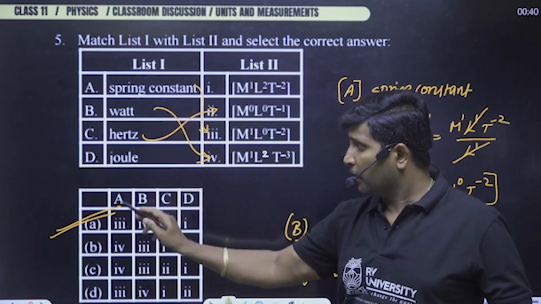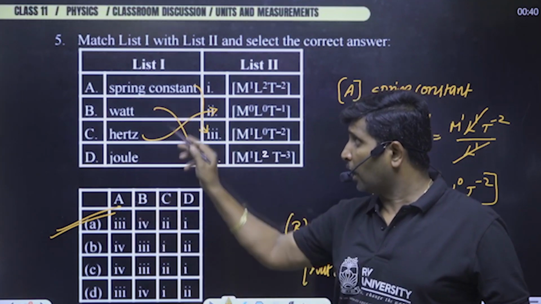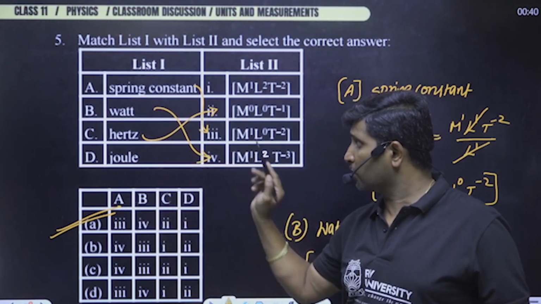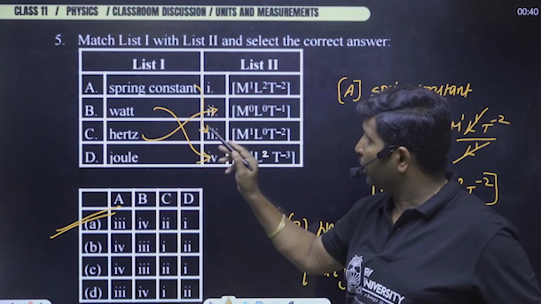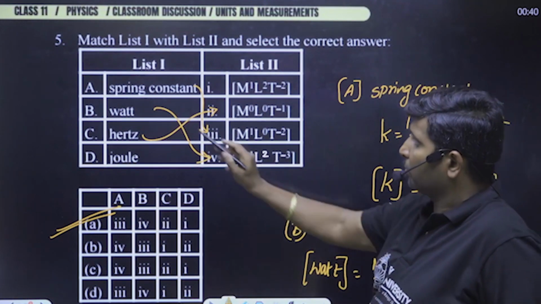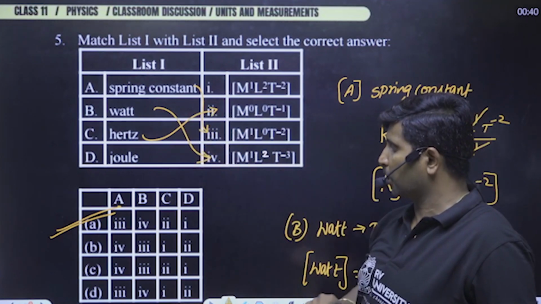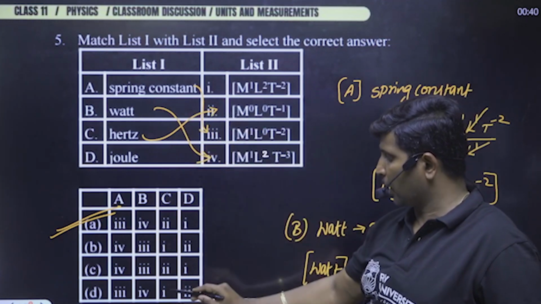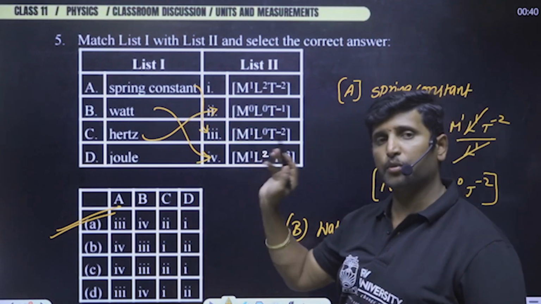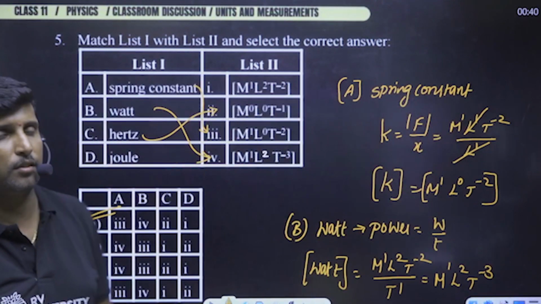Quantity A is linked to the 4 and quantity B is linked to the quantity, yes, 4. Spring constant is linked to 3, watt power is linked to the fourth option, and hertz is linked to the second option. Is it right? Hence we can select option A as the right answer.